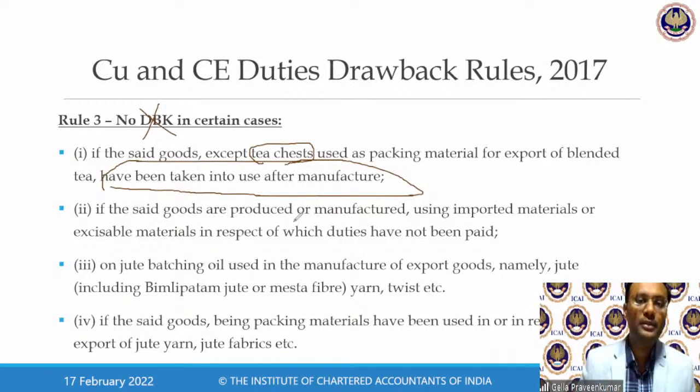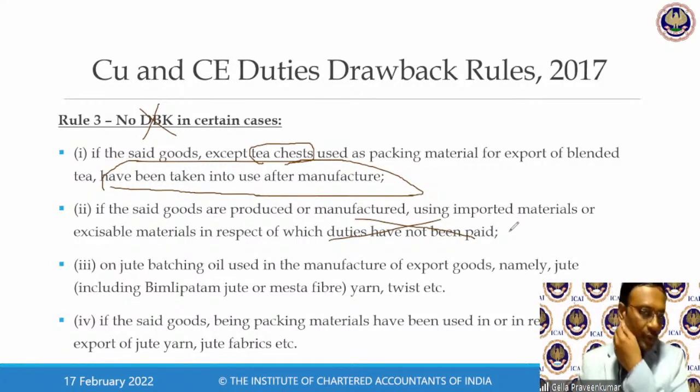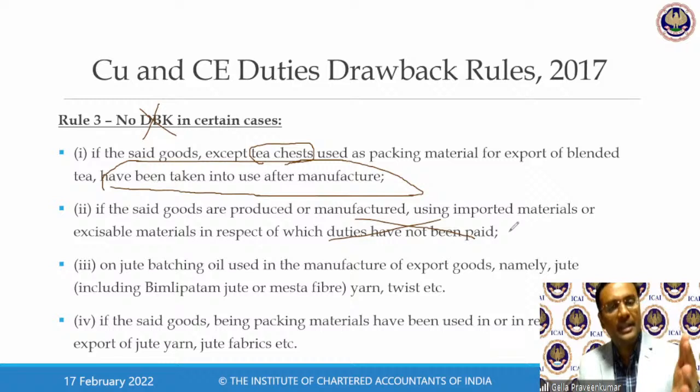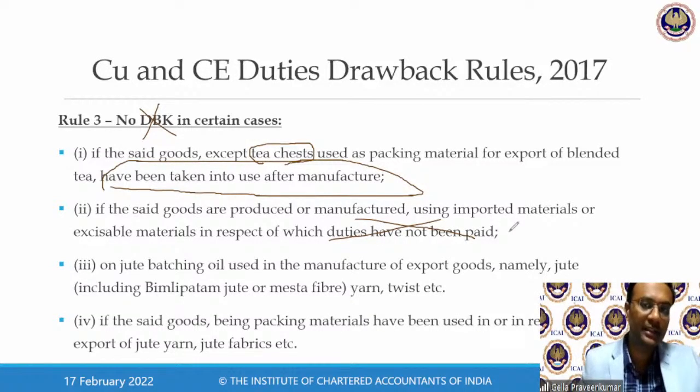Further, if the said goods are produced and manufactured using imported materials or excisable material in respect of which duty has not been paid. Example, SEZ. Example, EOU. Example, foreign trade location, FTZ, STPI. So I have imported the goods. When you never paid the duty on the goods, when you're exporting, from where can you get a drawback?